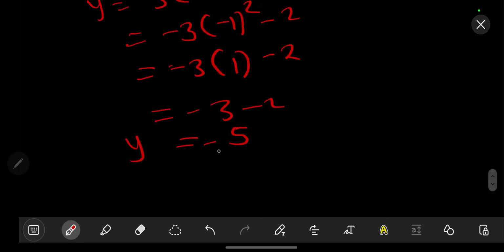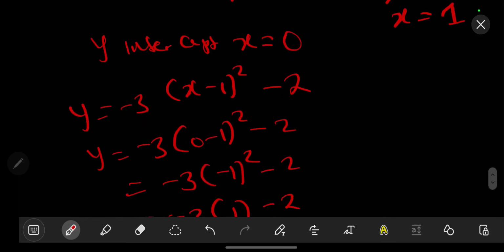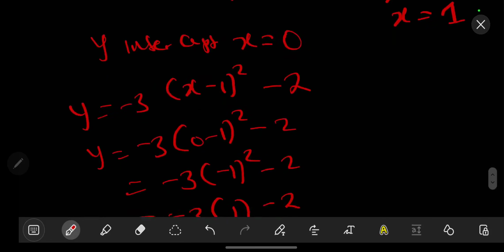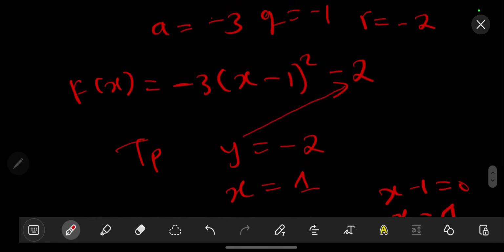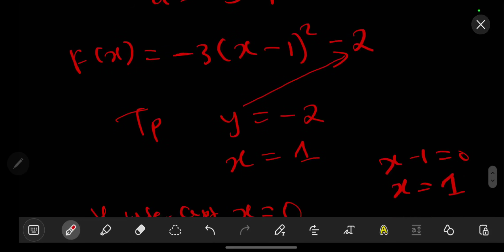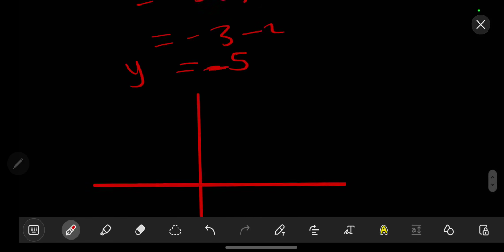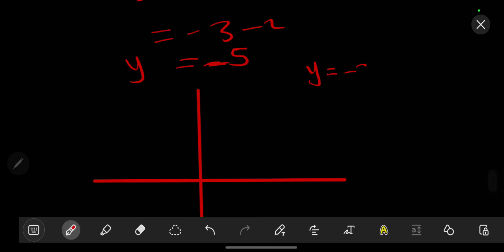So at the y-intercept, this is where it's crossing. So we can use these coordinates. They are enough to be able to come up with a graph. So the graph has got points which are equal to negative 5. What else do we have? So we have positive 1 as our turning point for x. Then y is equal to negative 2.